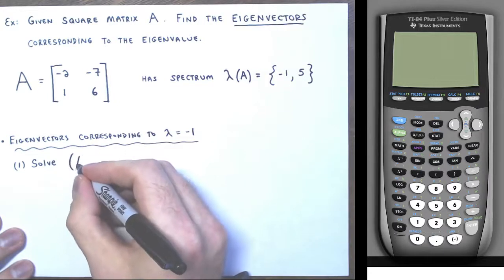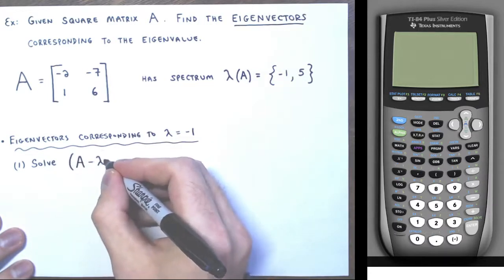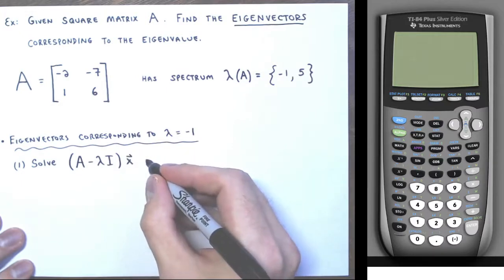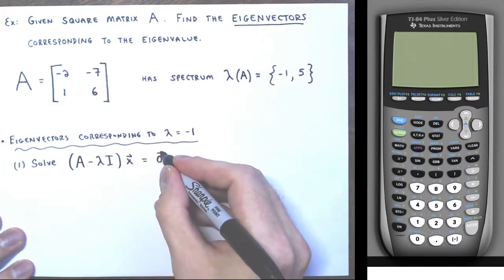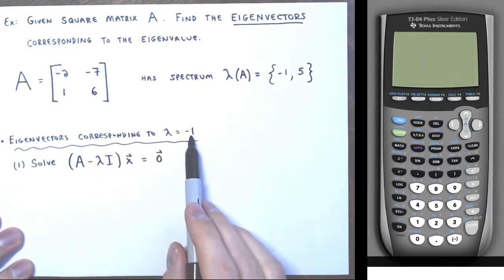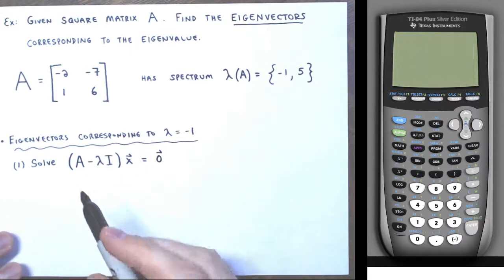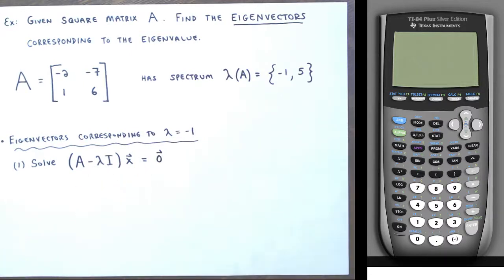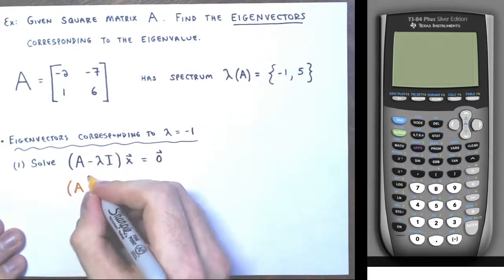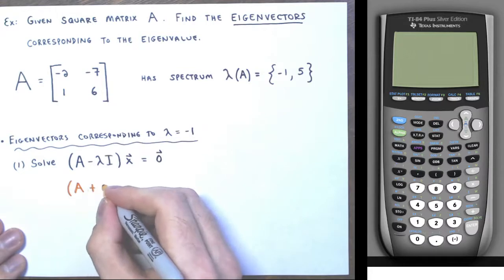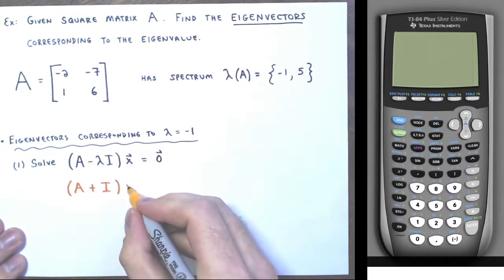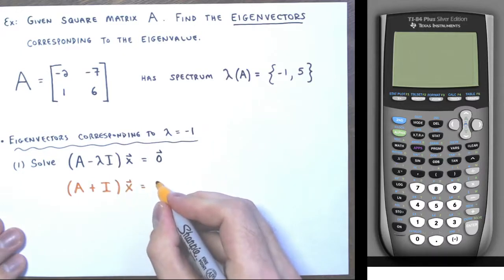You're solving that equation from earlier, A minus lambda I times some vector x equals the 0 vector. All right. You're solving for x. Now, again, lambda is given. All right, so this matrix here is now, instead of A, I'm replacing lambda with -1. So this is A minus -1 times I, so A plus I. A plus 1I times vector x equals the 0 vector.